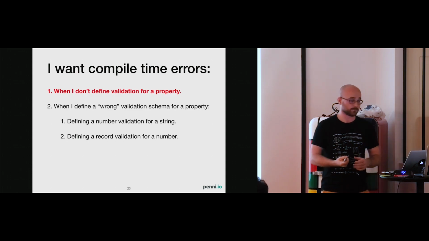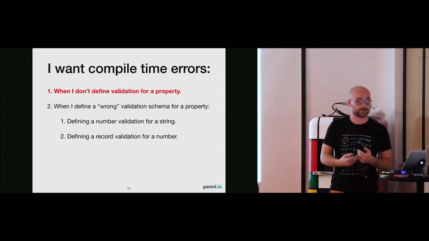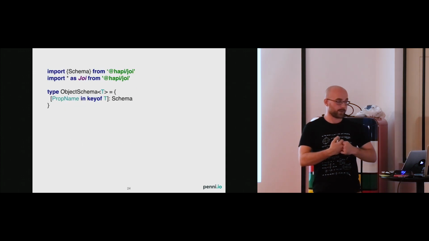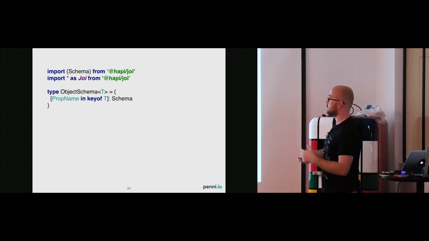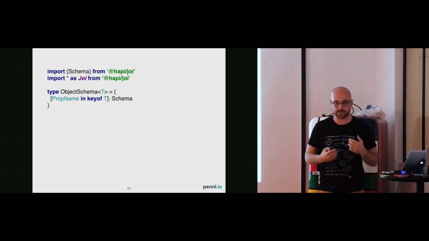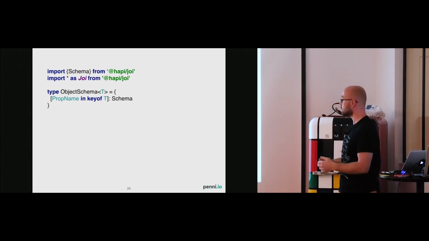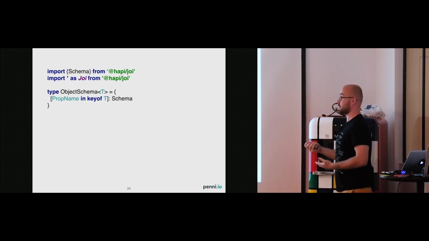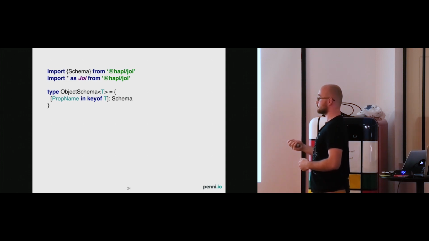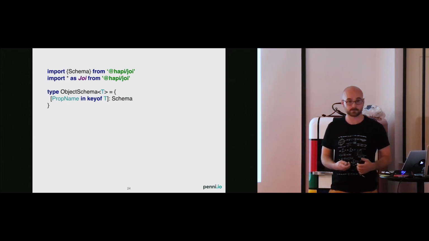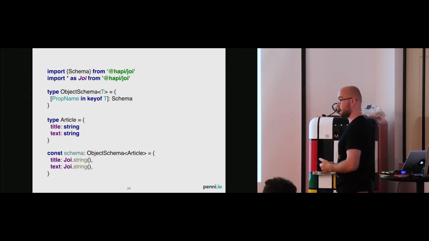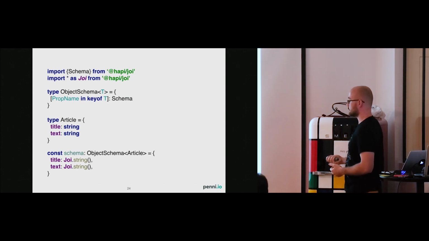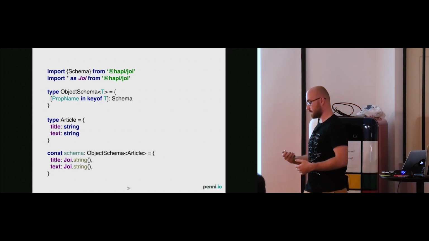So this addresses my first goal, that the compiler yells at me when I don't define validation for a property, because I can define a type that checks that for me. To walk you through what's happening, in the beginning I'm importing things from Joi, the validation framework, and a type schema. The type just says this is something that can validate input. Then I'm defining a generic map type called object schema that, when specialized to a specific type, looks at all the properties and says all the properties should be of type schema. Then when defining validations for article, we're defining a schema for an article, so I have to define title and text validations.